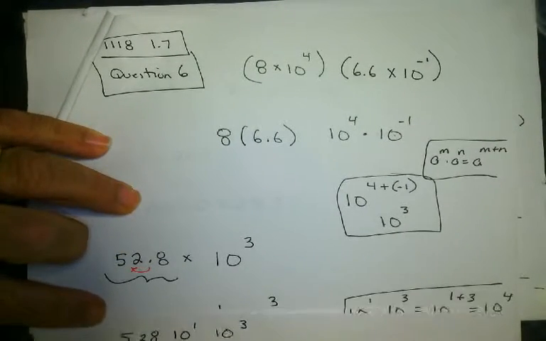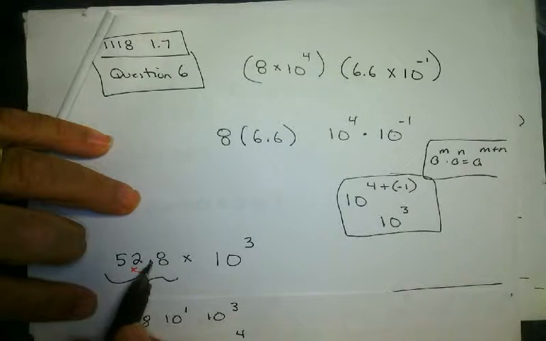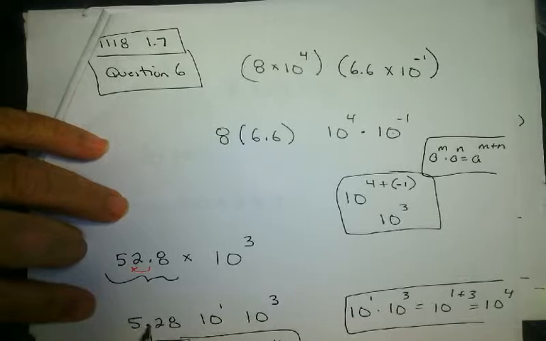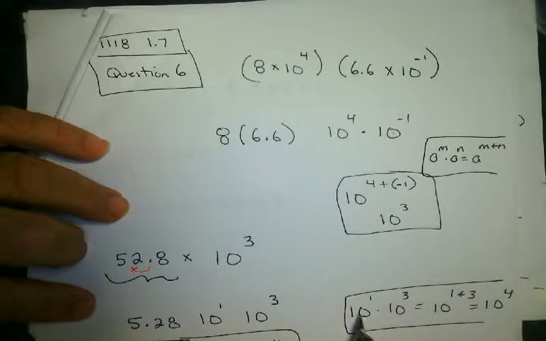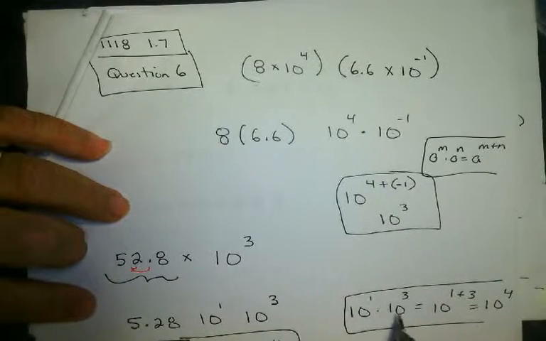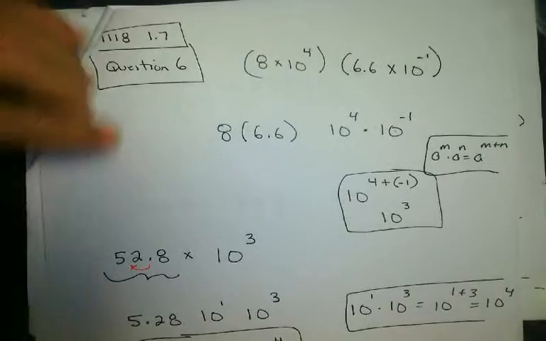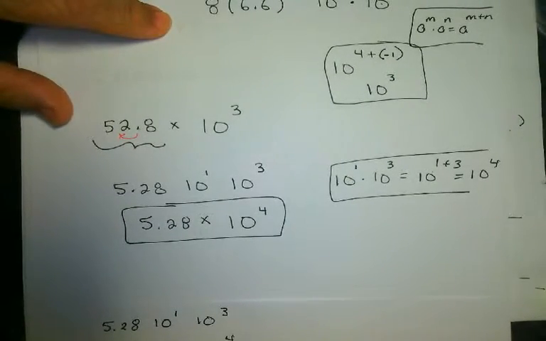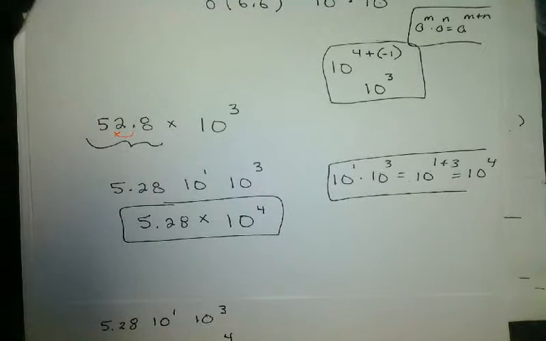Again, just to go over that again, I went ahead and took this decimal, moved it over 1. That became 5.28 times 10 to the 1st times 10 to the 3rd. I use this property again, 10 to the 1st times 10 to the 3rd is 10 to the 1 plus 3, or 10 to the 4th. And hopefully you guys see that we have 5.28 times 10 to the 4th power.